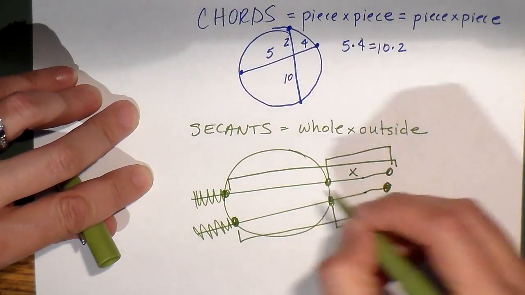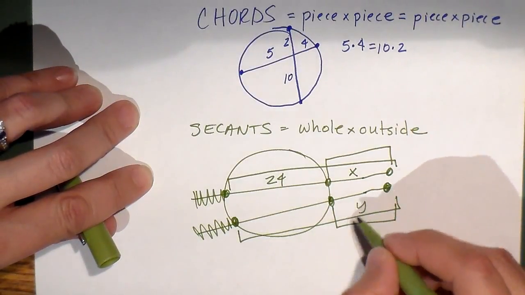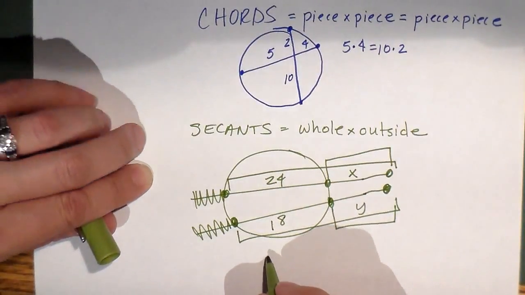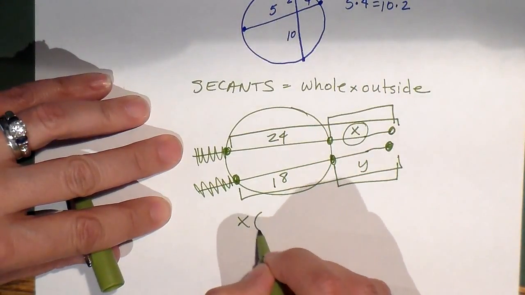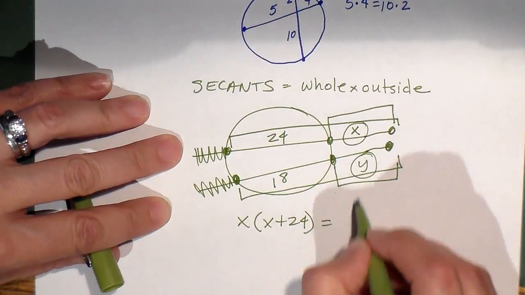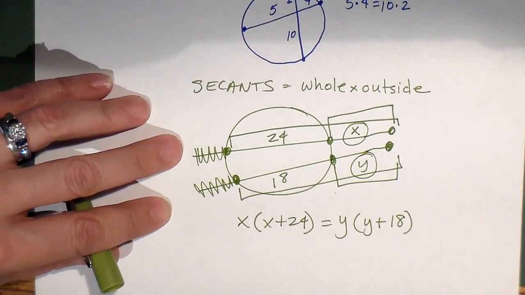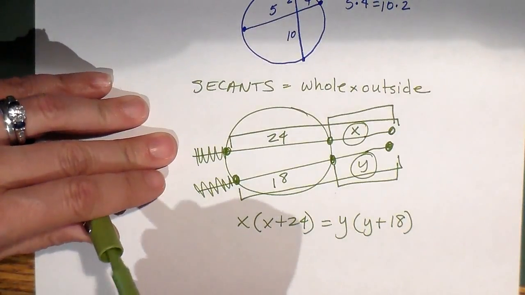So for example, if this was X and this was 24 and this was Y and this was 18, then the way you would set it up for whole times outside is X times the whole thing, which is X plus 24, equals the outside, which is Y, times the whole thing, which is Y plus 18. That's just an example. That's how you would set up secants. So chord, piece times piece equals piece times piece. Secants, whole times outside equals whole times outside.